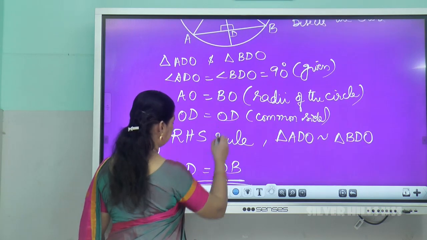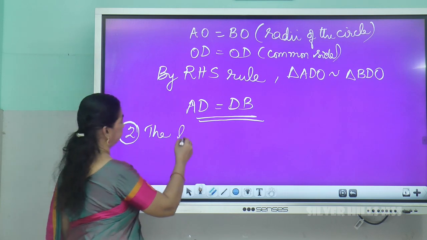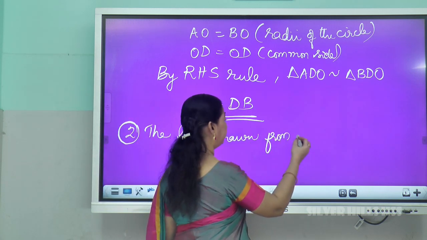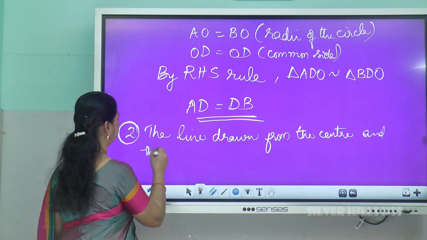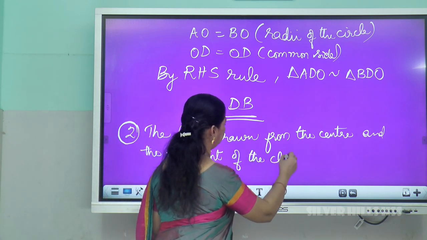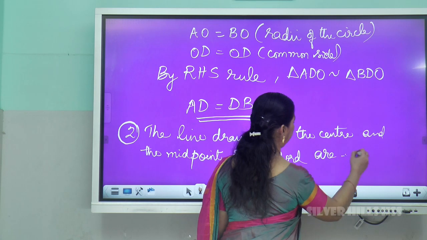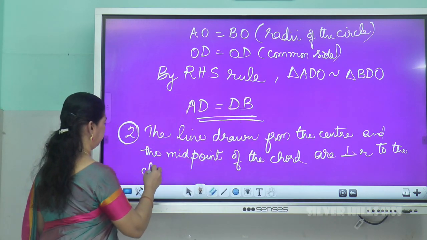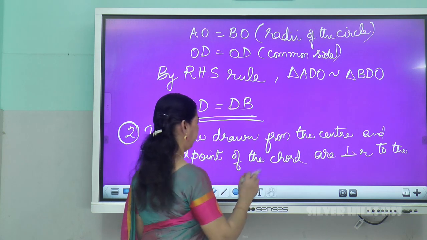Now, the second thing we have to discuss. The second one is: the line drawn from the center and the midpoint of the chord is perpendicular to the chord. The line drawn from the center and the midpoint of the chord is perpendicular to the chord.